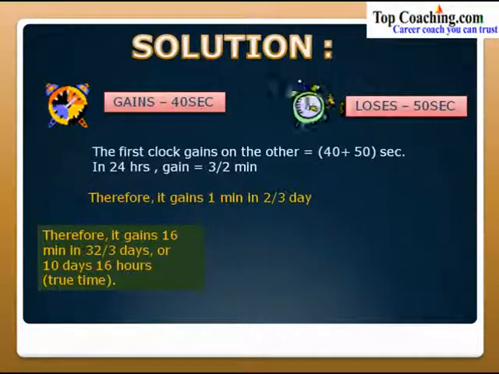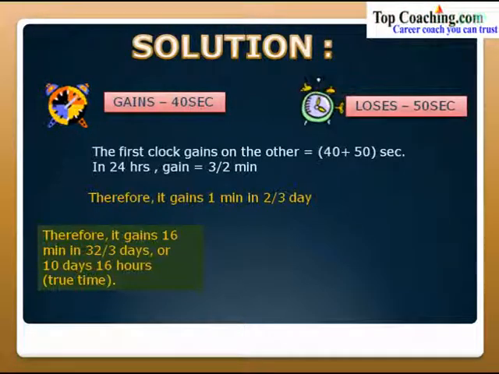Now initially both the clocks were at 12 o'clock. So the true time in a correct clock would be, you're going to add 16 hours to 12, and that would be equal to 4. But that actual time would not be shown in both these clocks, because one is gaining 40 seconds per day and the other one is losing 50 seconds.